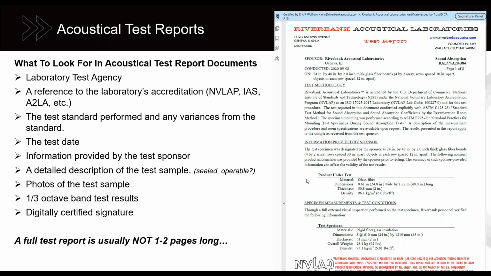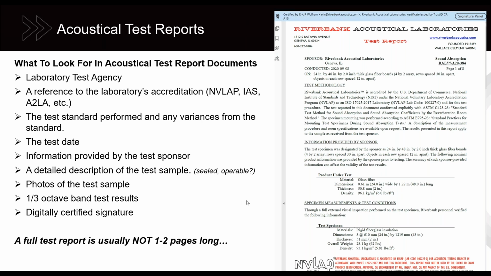The information provided by sponsors section. Starting with the 2017 version of ISO 17025, labs were required to separate information that's provided by the sponsor versus information that's directly observed by the lab, which is really smart. So we have a section for sponsor provided information, as well as a section for our own observations.